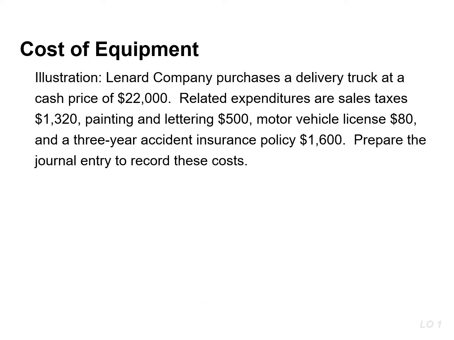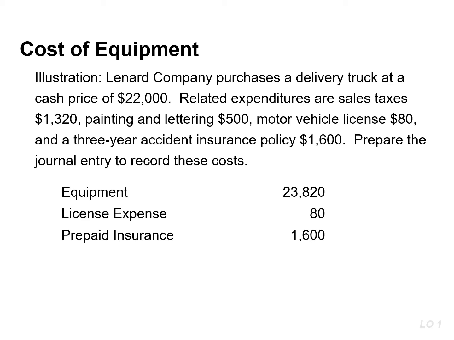The journal entry to record this transaction results in a debit to equipment for $23,820. You're also going to debit license expense for $80 and debit prepaid insurance for $1,600, and the credit to cash is for $25,500.